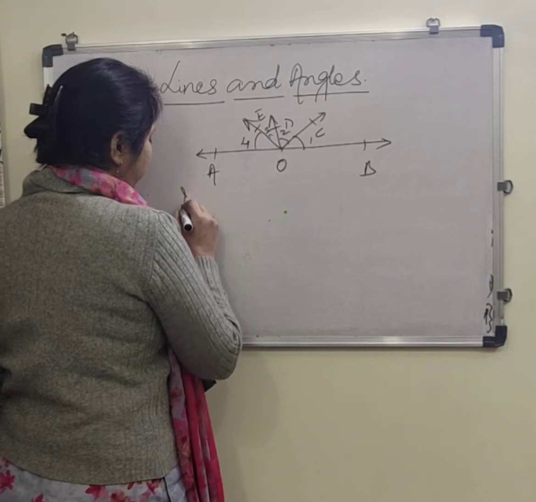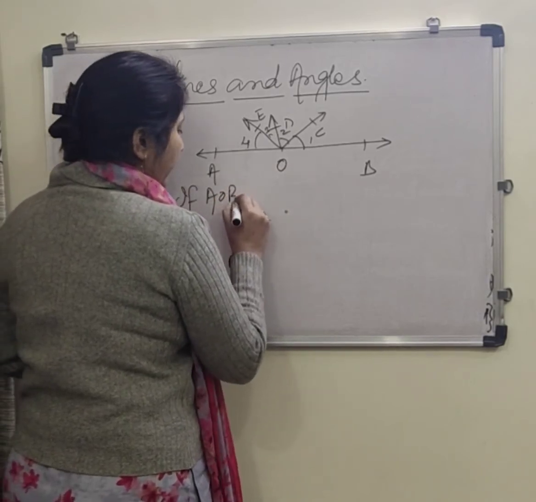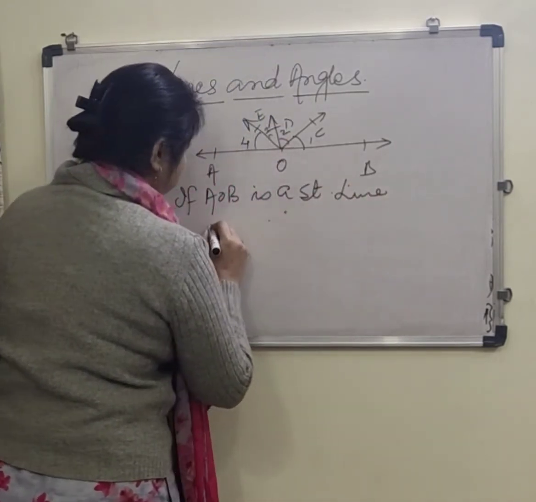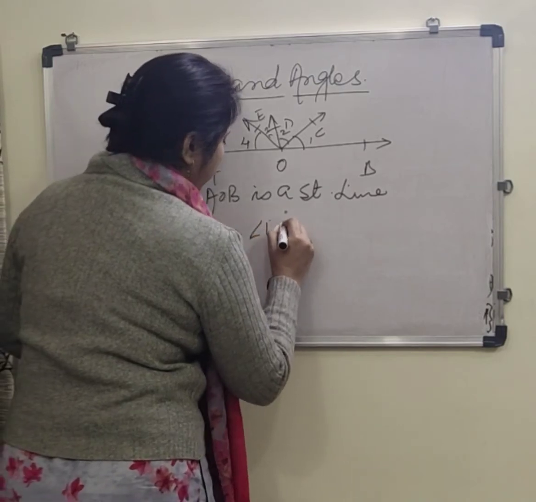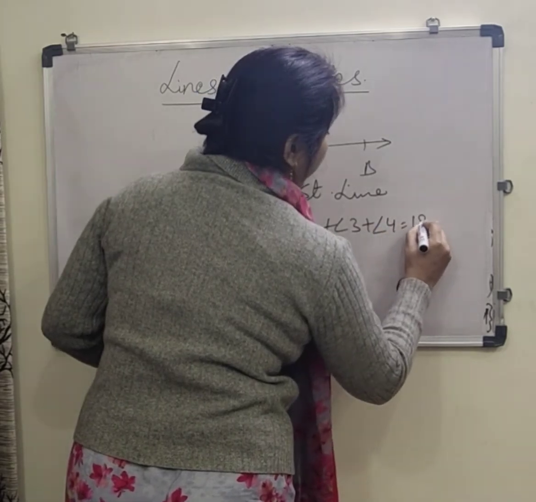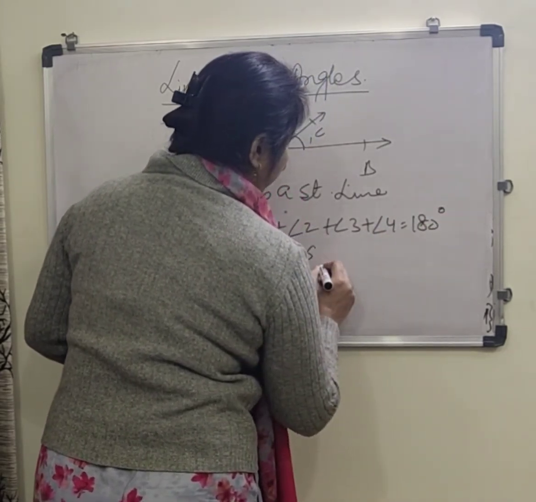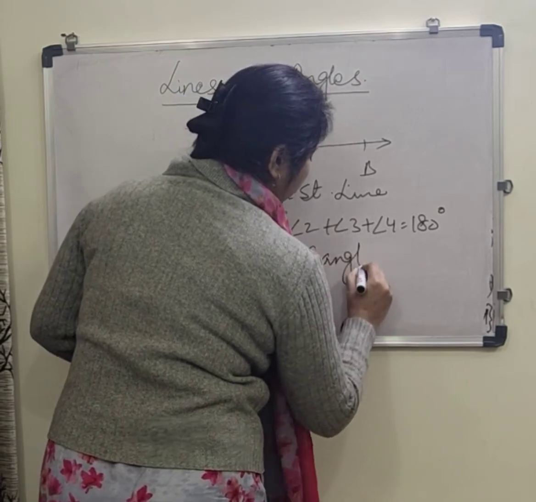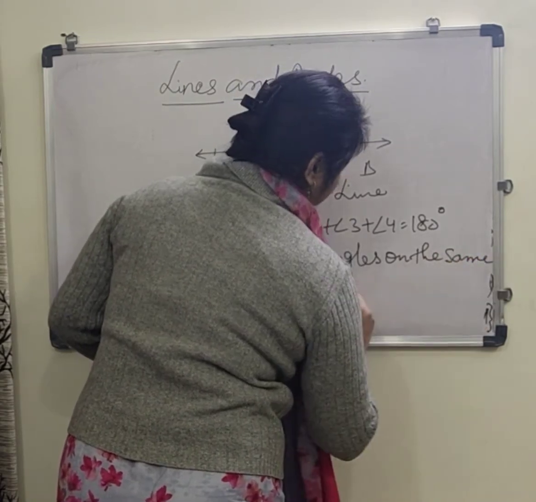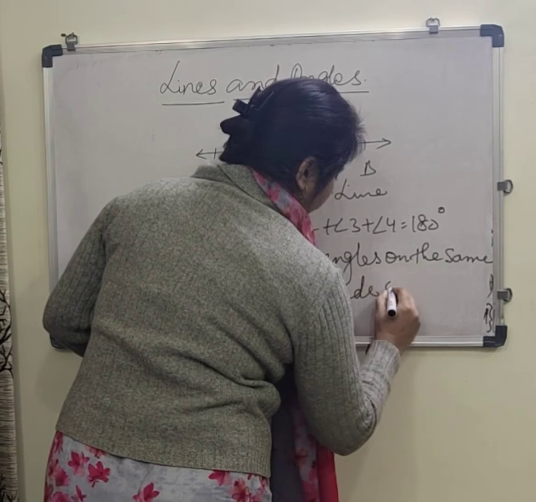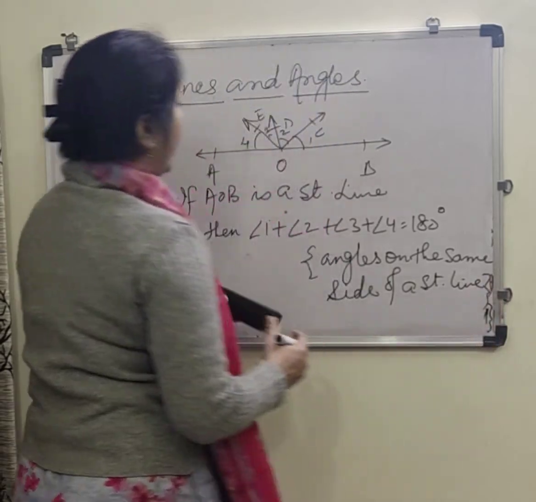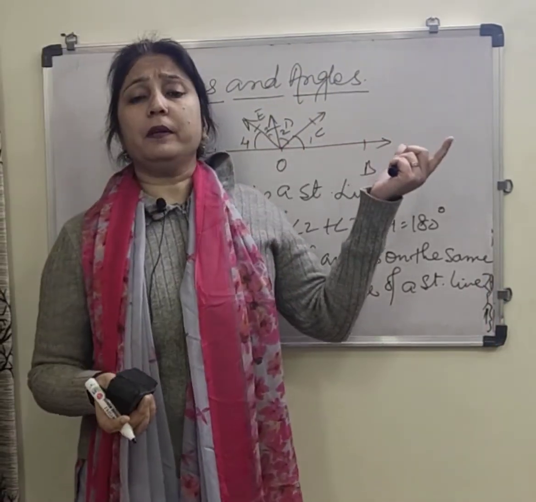So we can write, if AOB is a straight line, then angle 1 plus 2 plus 3 plus 4 is equal to 180 degrees. Reason: you have to specify angles on the same side of a straight line. So I hope I am clear with this concept.